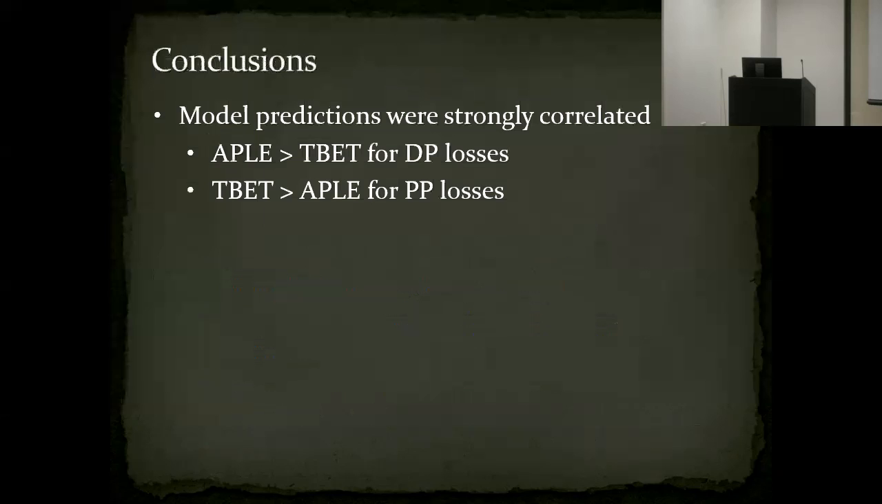So the model predictions were strongly correlated. We do know that Apple's going to generally predict greater dissolved P losses than Tibet, and conversely, Tibet's going to generally predict higher particulate P losses than Apple. So depending on which is the dominant pathway, that's how it'll impact total phosphorus loss.